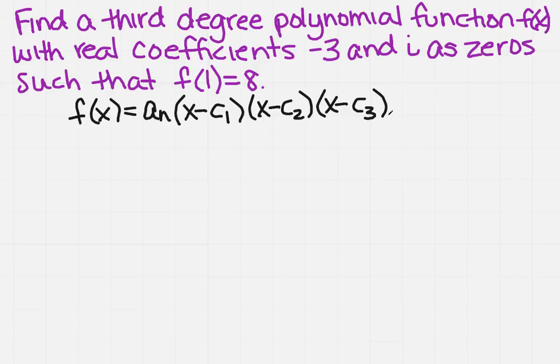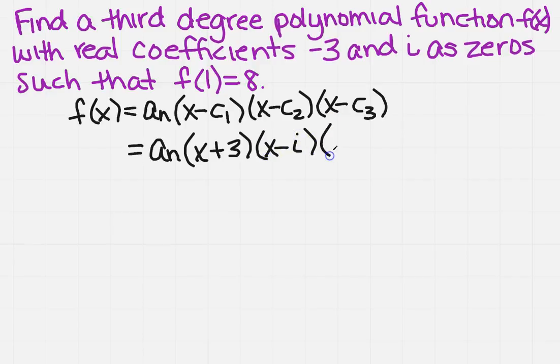But now what we know is, we have our zeros, right? It provided to us that we have -3 and i. So now how does that fit into what we're looking for? Well, that means that I can plug in, if you will. I know that one of them is -3, so this would be x plus 3. I also know I have i, so that's going to be x minus i.